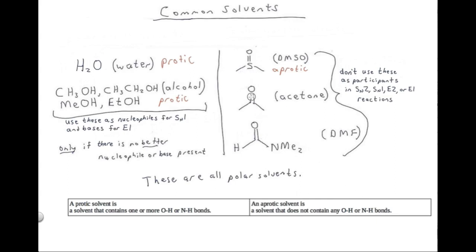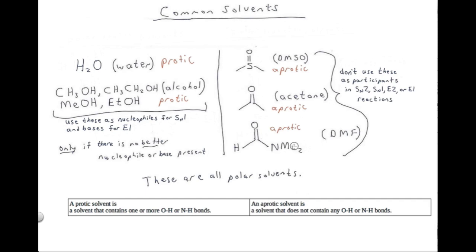Acetone has no OH or NH bonds, so acetone is aprotic. Acetone has 6 hidden hydrogens, but none of them is connected to an oxygen or a nitrogen. And DMF is again aprotic because there are no OH or NH bonds. There is an oxygen, but it's not connected to any hydrogens. There's a nitrogen, but it's not connected to any hydrogens. And there are plenty of hydrogens, but none of the hydrogens are connected to an oxygen or a nitrogen.